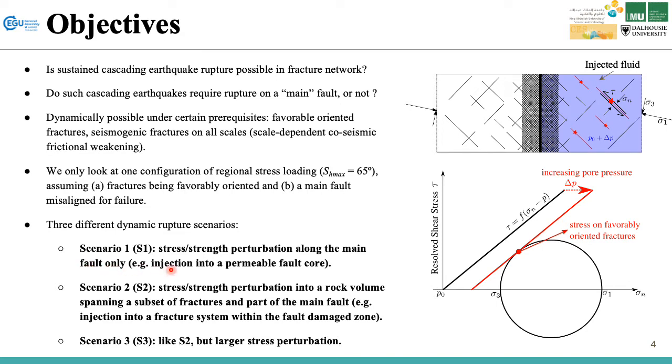Scenario number one has stress or strength perturbation along the main fault only, for example, injection directly into the fault core, assuming the vicinity of the fault core is permeable. Scenario number two has the stress or strength perturbation in a rock volume spanning a subset of the fracture system within the fault damage zone. And finally, scenario number three is similar to scenario number two, but with stronger stress perturbation.